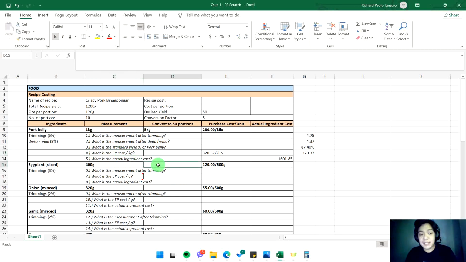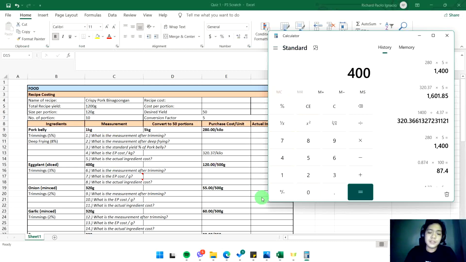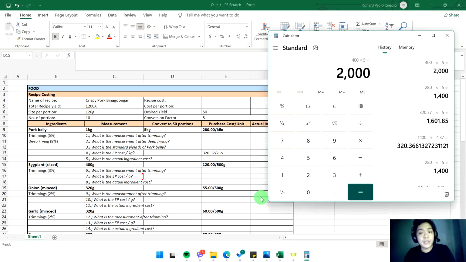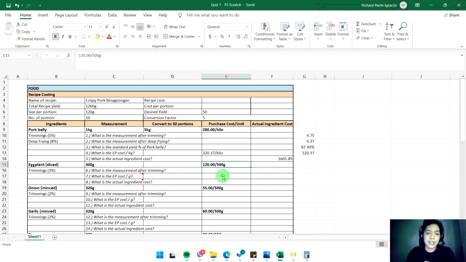Now, we will proceed to eggplant or the next ingredient. Hahanapin natin ngayon yung kanyang converted to 50 portions. So that's 400 times 5. We have 2,000 grams or also can be 2 kilograms. Pero para mapadali na lang din ang ating buhay, let's just stick to 2,000 grams. Kasi per gram naman na itong mga presyo natin dito. So that's 2,000 grams. Now, what is the measurement after trimming?